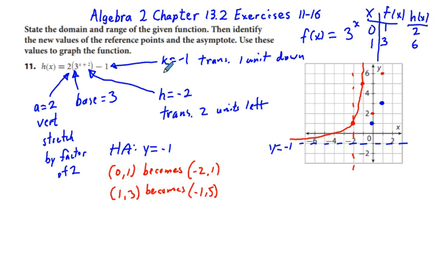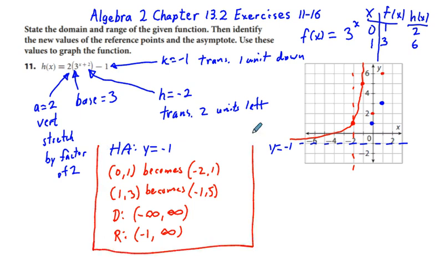So let's see if there's anything else. Yeah, domain and range. Okay, domain is going to be all real numbers, which is going to be the same for all exponential functions. Our range is going to be greater than our new horizontal asymptote, so greater than negative 1 and less than infinity. And so these are all the values.